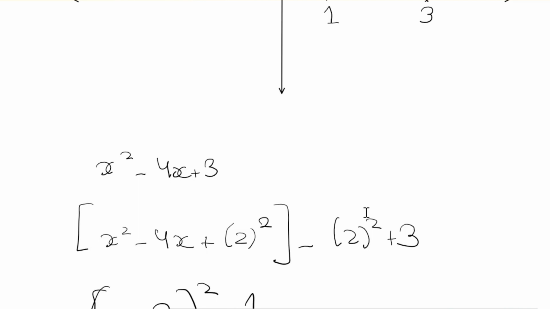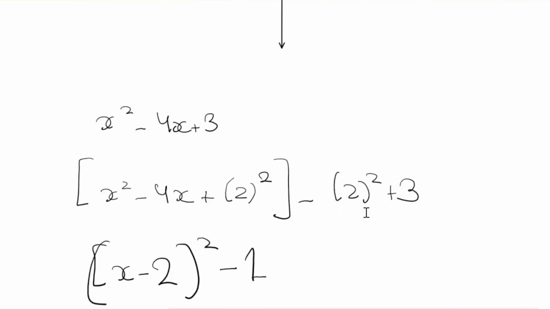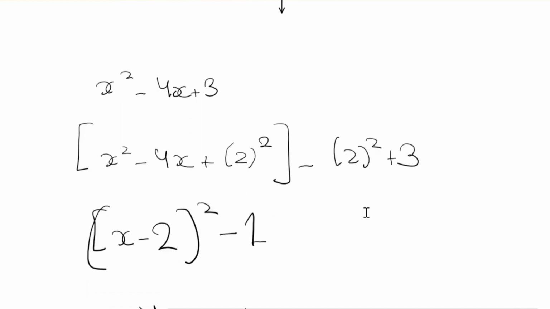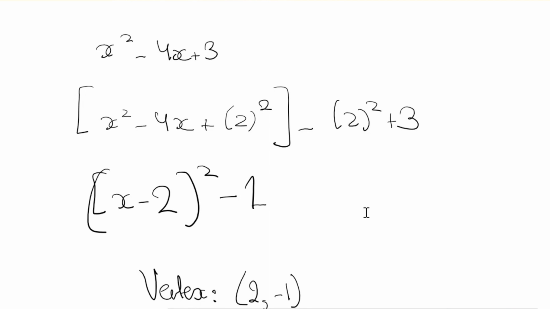The positive square first. So it will be like x square minus 4x plus 2 square minus 2 square plus 3. Now the first three terms, x square minus 4x plus 2 square, put them in brackets and factorize that. Once you do that, after factorizing, we'll get x minus 2 the whole bracket square minus 1. The vertex is usually in the minus h comma k format. So minus h means minus minus 2, which means positive 2, and k is minus 1.